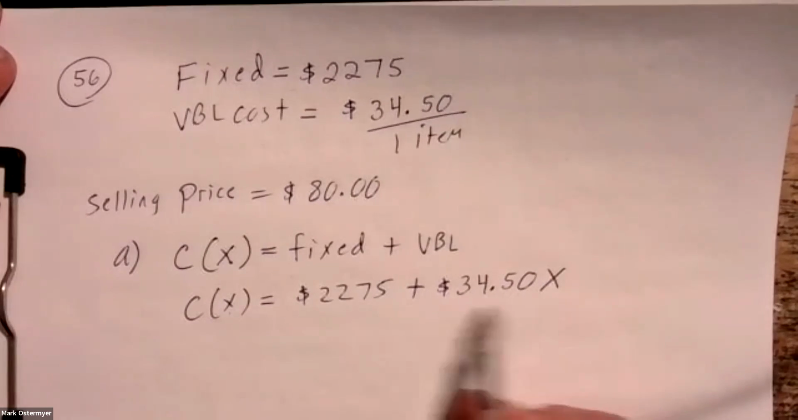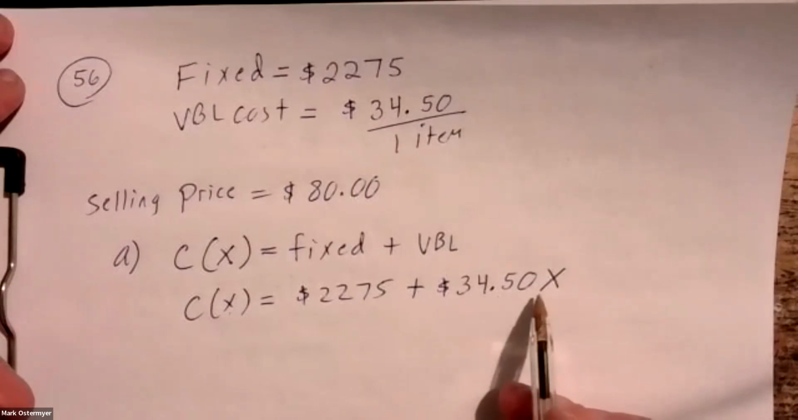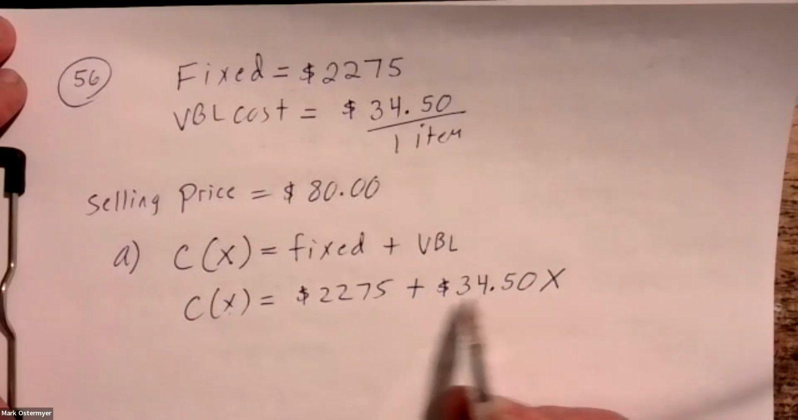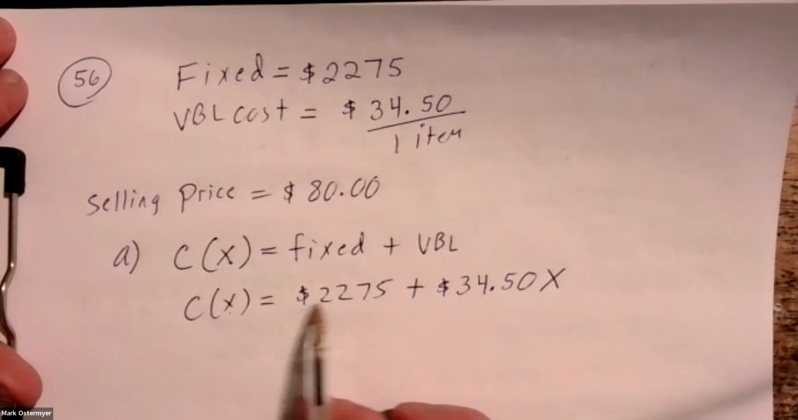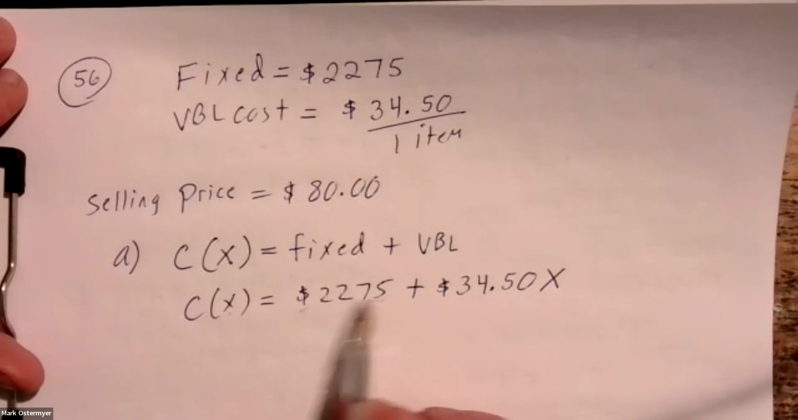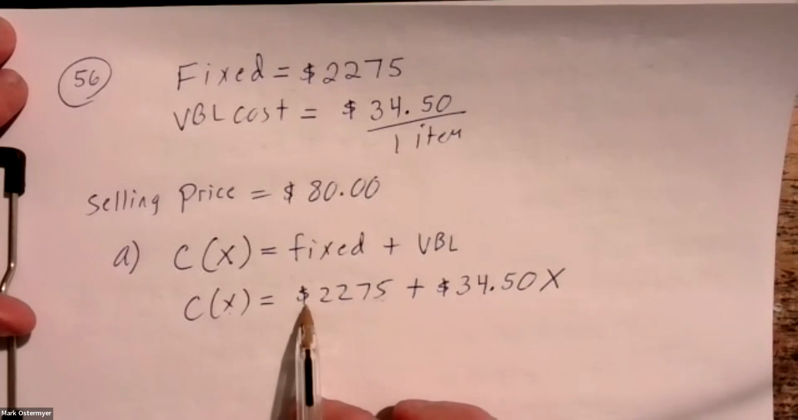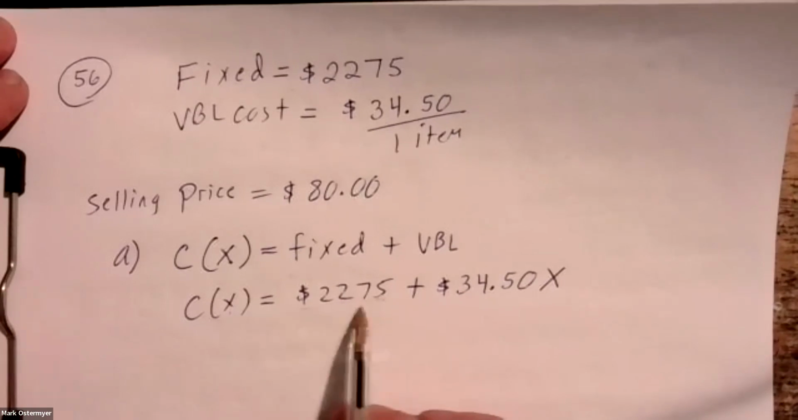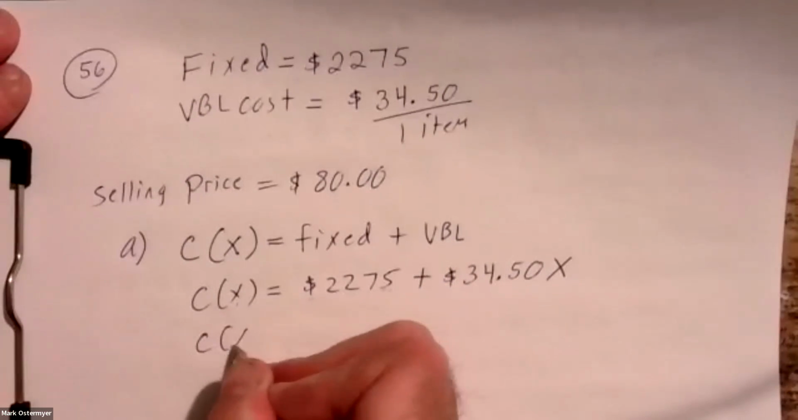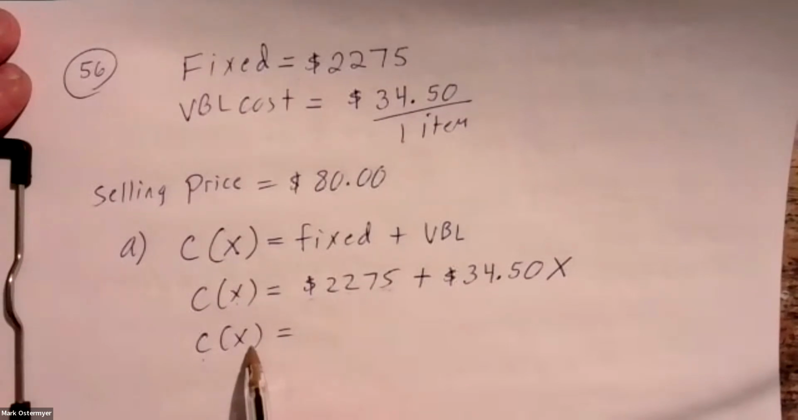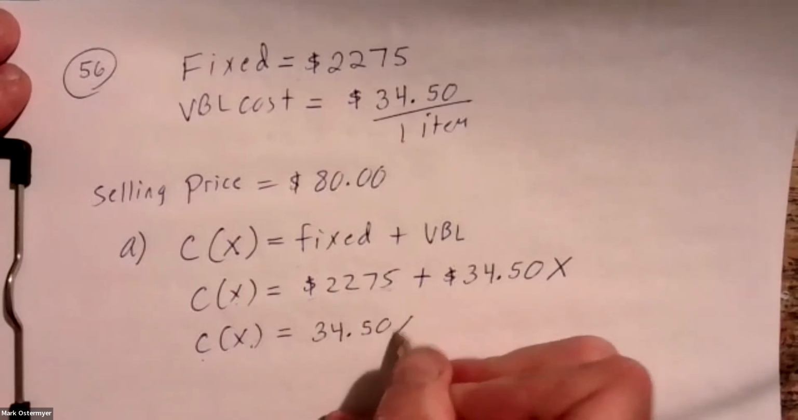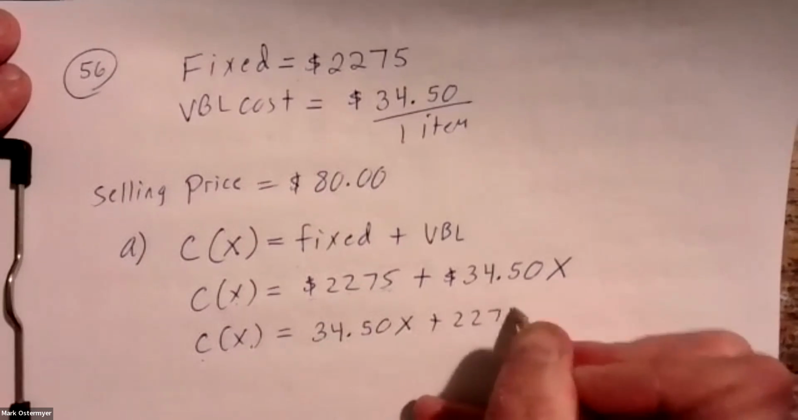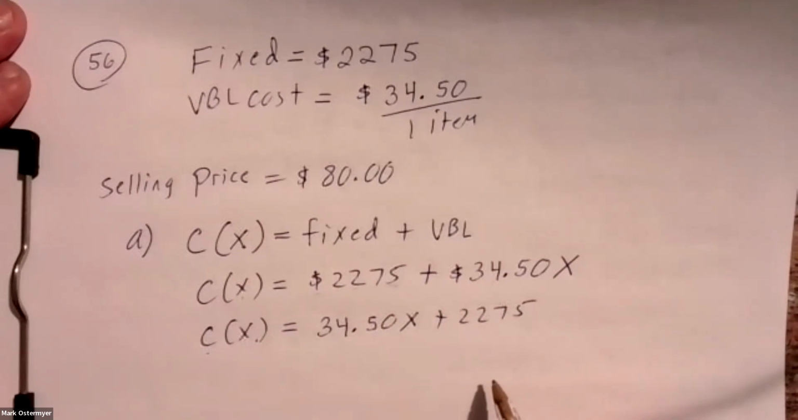So this is your variable cost here. It depends upon the number of items you produce as to what cost you're going to incur. The fixed cost is a cost you have to lay out regardless. If you produce one widget or a million widgets, you still have to lay this cost out. This might be your initial setup fee for rental space or office space. Therefore, our linear cost function, C of X, the cost of producing X items, is 34.50 times X plus 2275. That's your linear cost function.